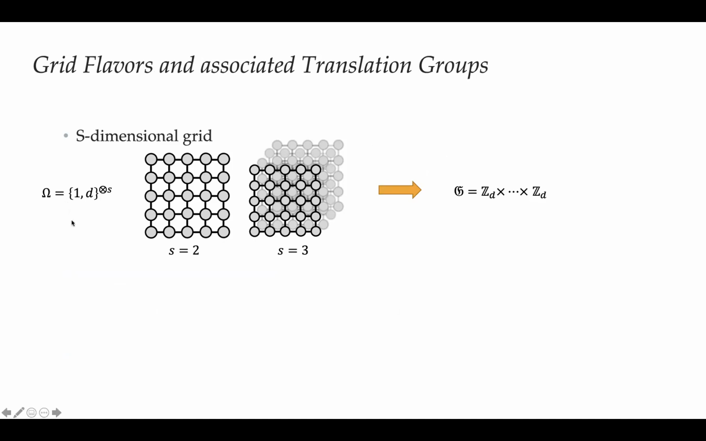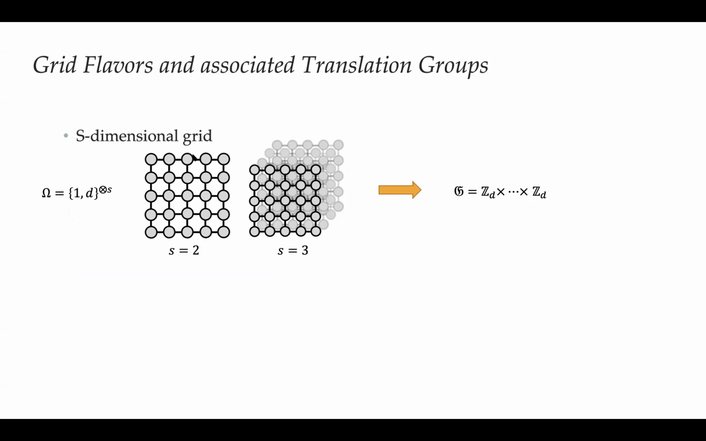S equals 1 corresponds to time series, and I think Peter is going to also tell you a lot about how to process things in 1D. S equals 2 corresponds to images, and S equals 3 might correspond to video, for example, video sequences. Okay.